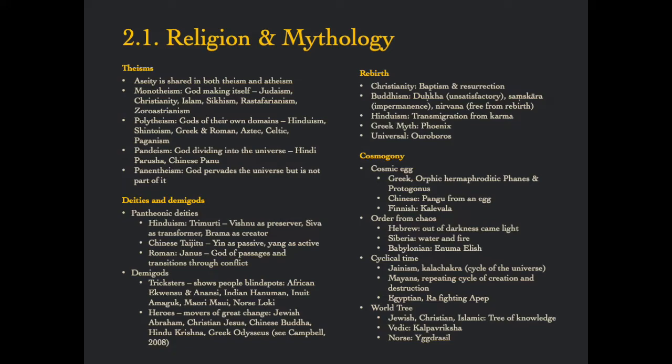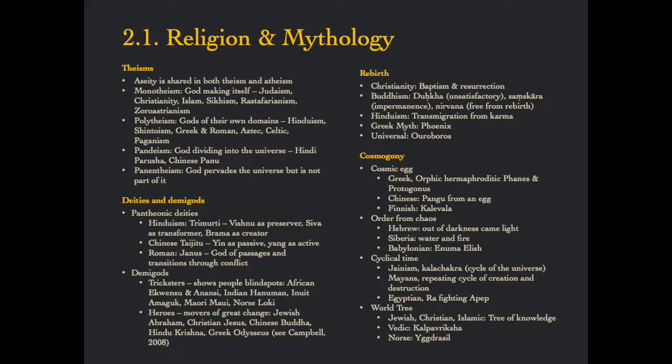But then we have other things such as the demigods, which are tricksters that show people blind spots, and they cause the transitions from one state of things into another. So some examples of this are the African Ekwensu and Anansi, the Indian Hanuman, the Inuit Amaguk, the Maori Maui, and the Norse Loki. And we also find demigods that fulfill similar kinds of functionalities, bringing about transformations or great movers of change as heroes. And so we have characters like the Jewish Abraham, the Christian Jesus, the Chinese Buddha, the Hindu Krishna, and the Greek Odysseus.